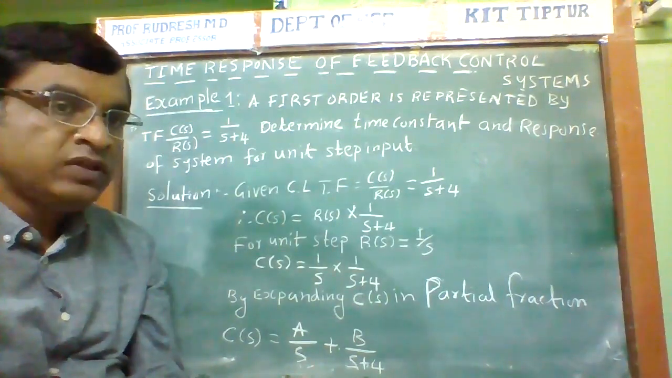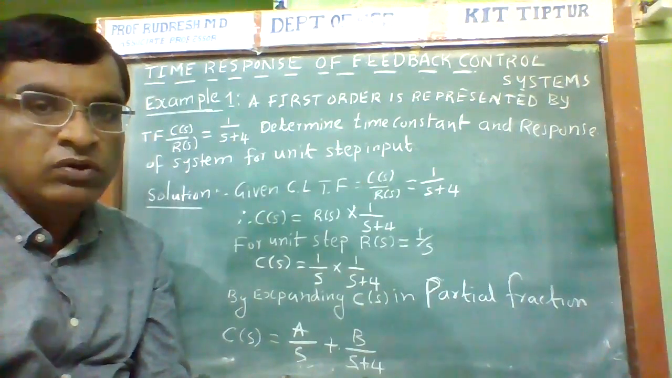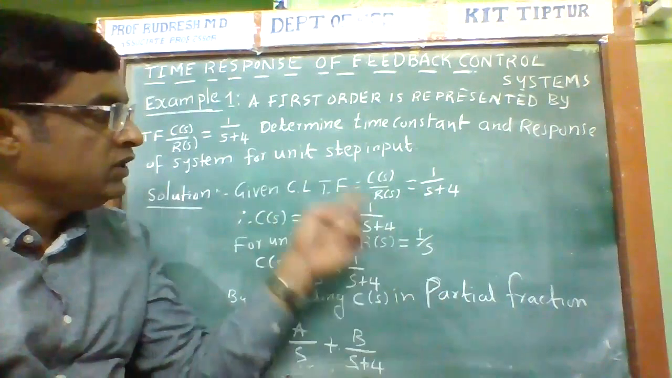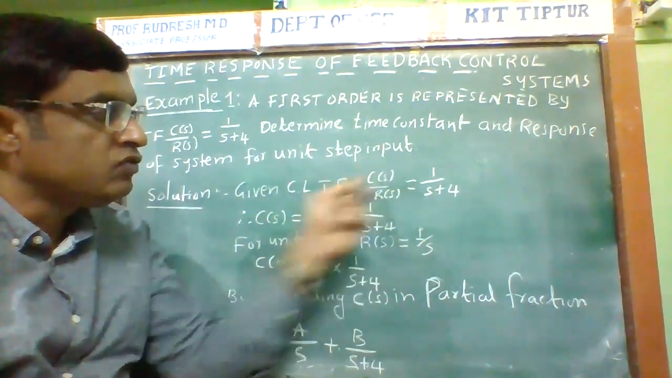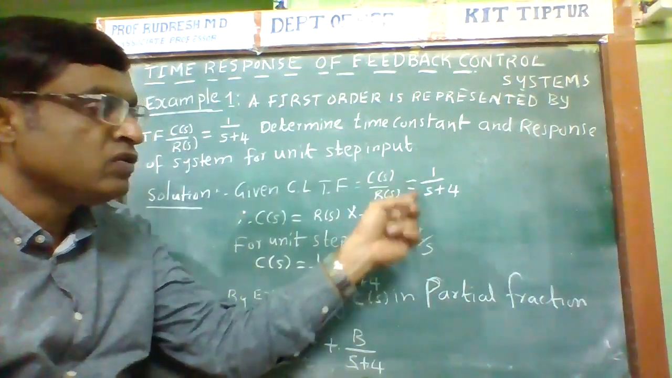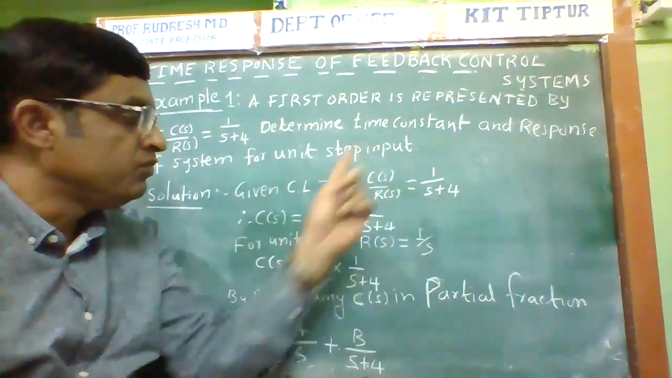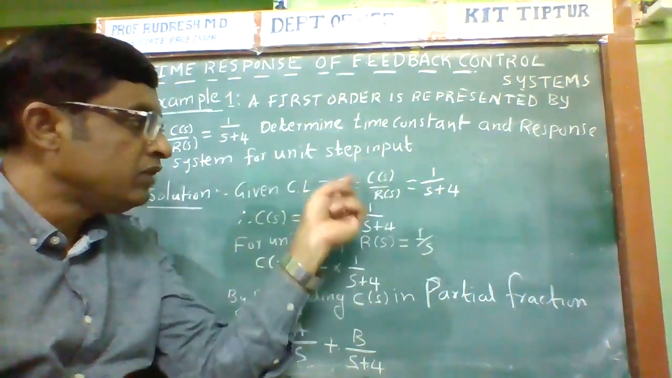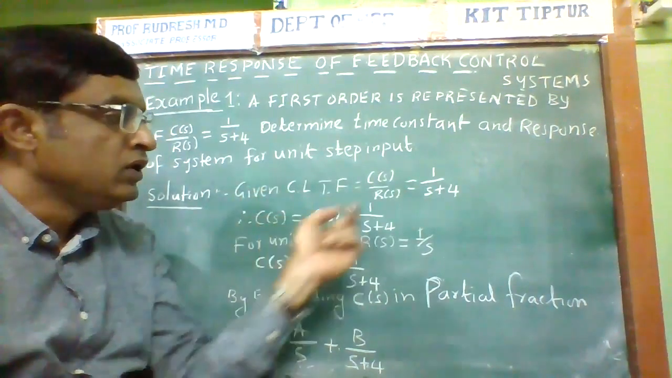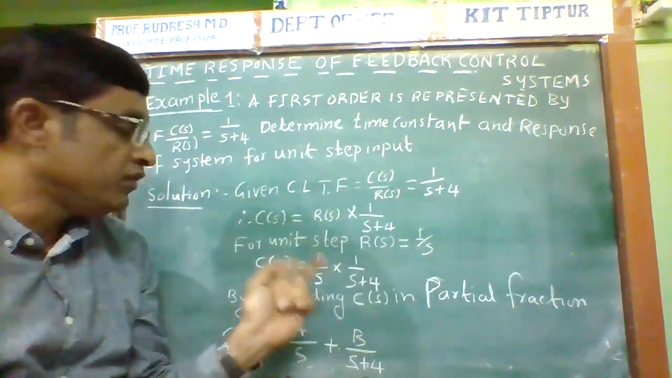Therefore, the given closed loop transfer function C of s divided by R of s is equal to 1 divided by s plus 4. Here C of s is the output in the s domain and R of s is the input in the s domain, so this is called the closed loop transfer function. Now I want to calculate C of s, the output in the s domain, which is equal to the input R of s into the transfer function.